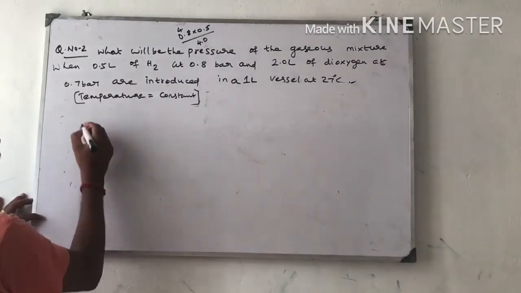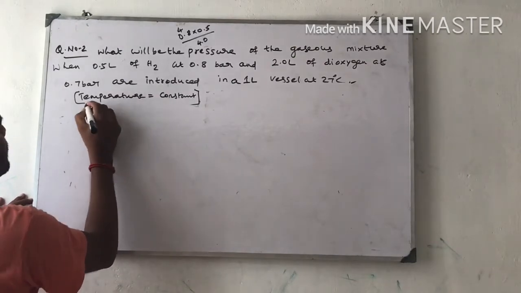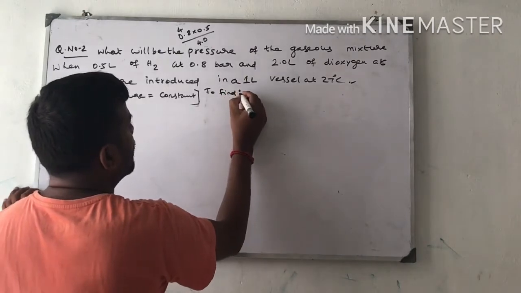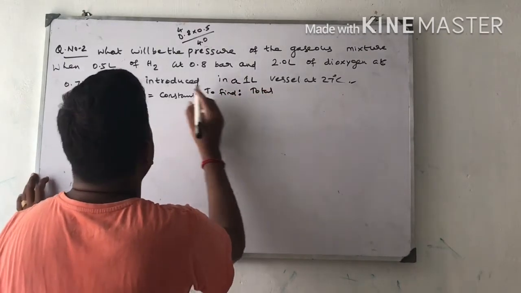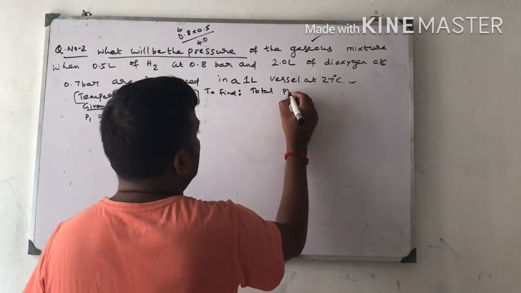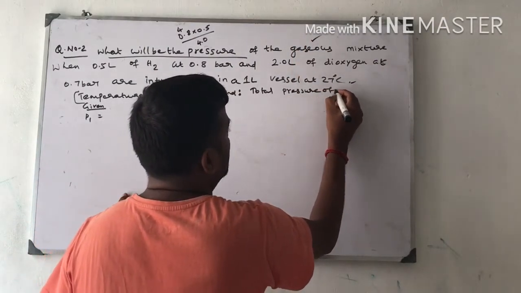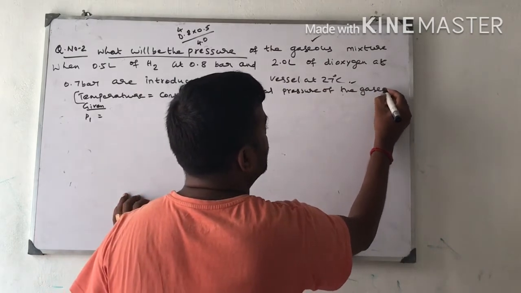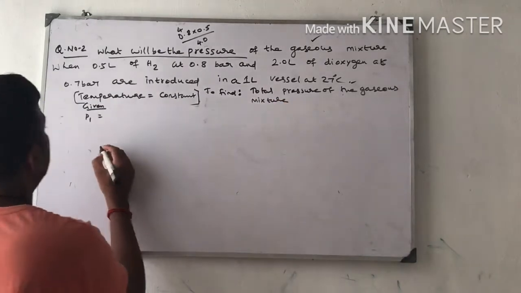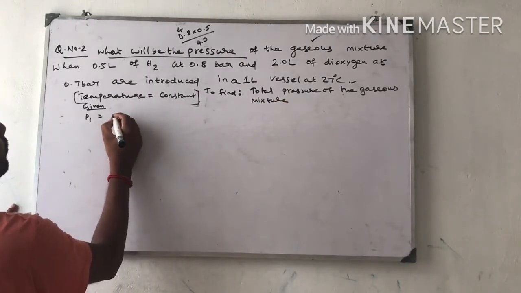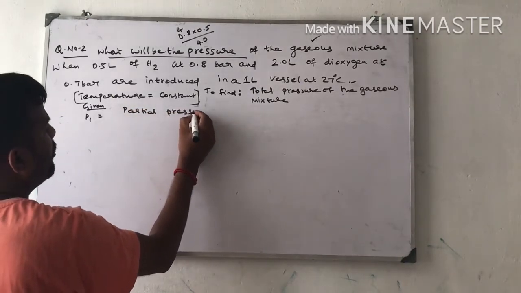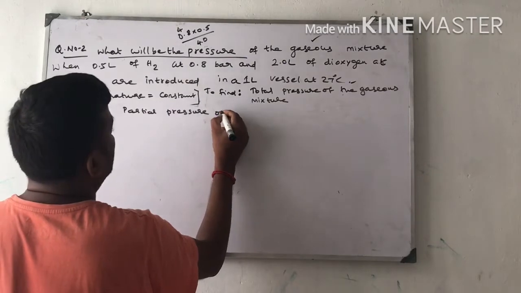Now I am going to tell P1. What is P1? P1 is the given term. Here we are going to find the total pressure, because they are asking what will be the pressure of the gaseous mixture. So, the total pressure of the gaseous mixture. Given P1 is the partial pressure. First we have to find the partial pressure of hydrogen.